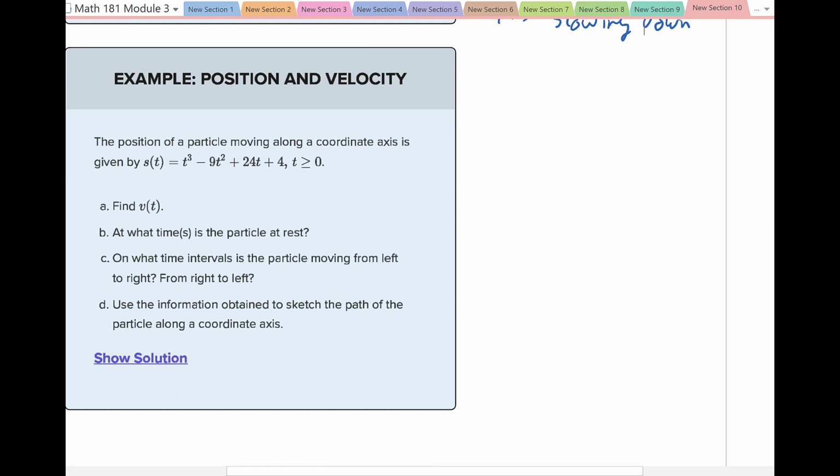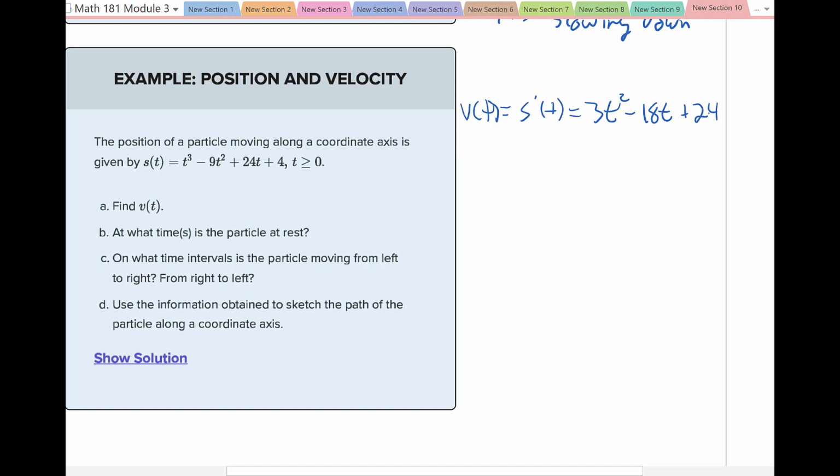The position of a particle moving along a coordinate axis is given by s of t equals t cubed minus 9t squared plus 24t plus 4, where t is greater than or equal to 0. So find our velocity. Again, v of t is going to be the first derivative of the s function. So 3t squared minus 18t, that's 2 times 9 is 18, and then plus 24.